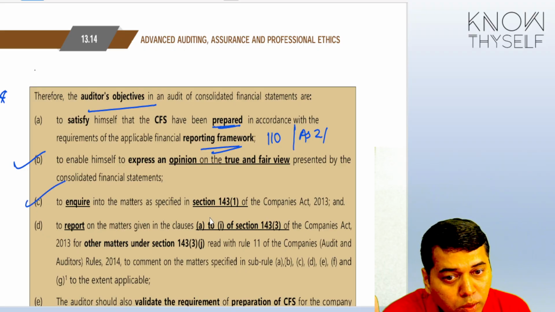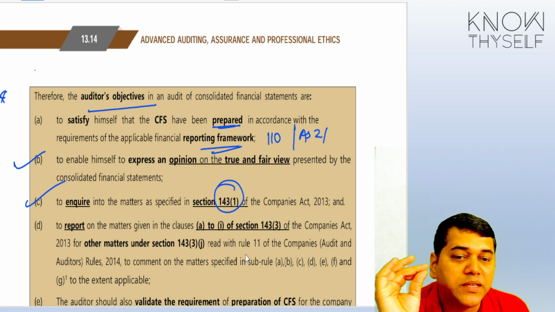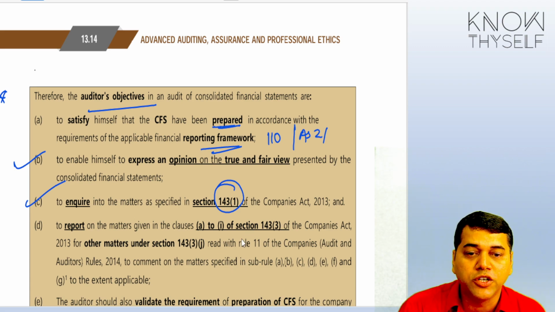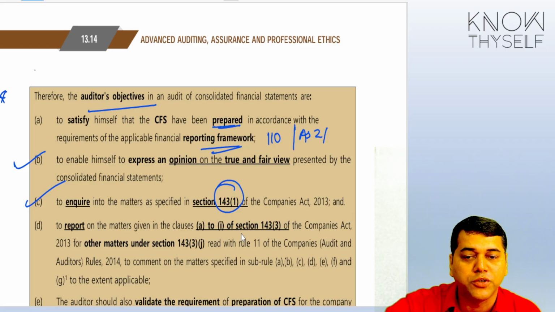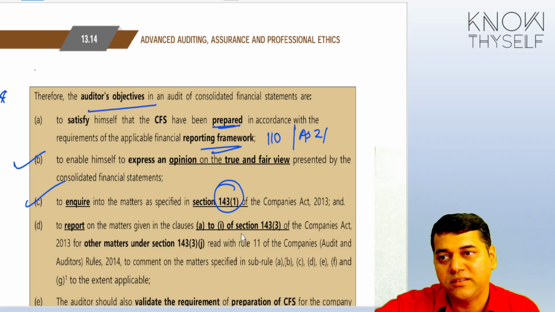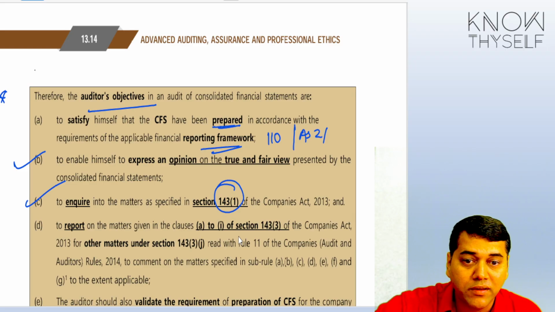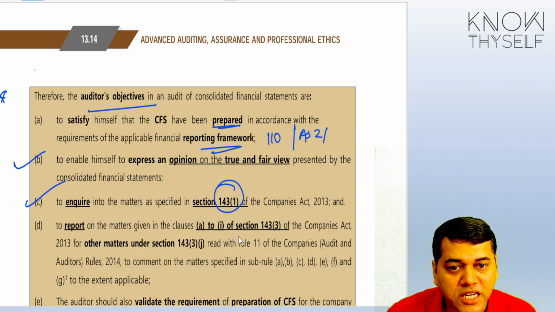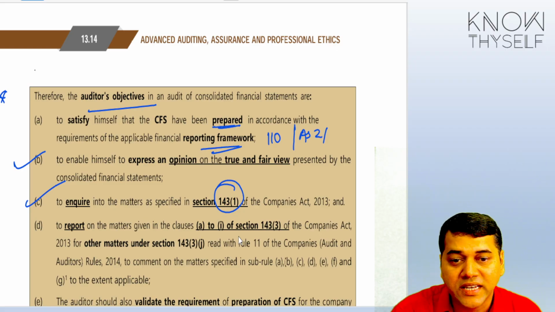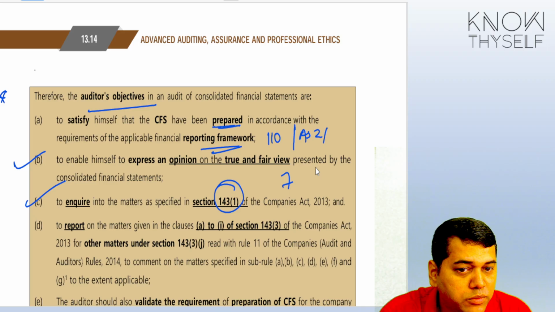You have to make inquiry because section 143(1) becomes applicable. What is that inquiry you need to make? Are there any accounting entries prejudicial to the interest of the company? Have you given loans and advances which are prejudicial to the interest? Are any personal expenses charged at the group level? Because it could have been charged by somebody at the subsidiary level. Have you issued shares other than for cash? So you have some 7 inquiries to be made.